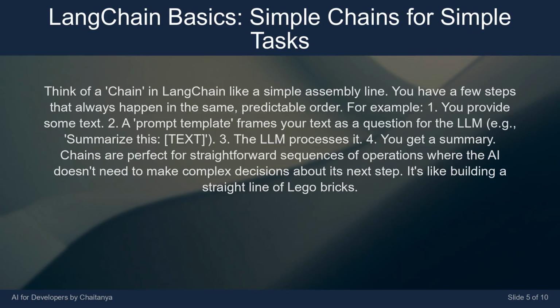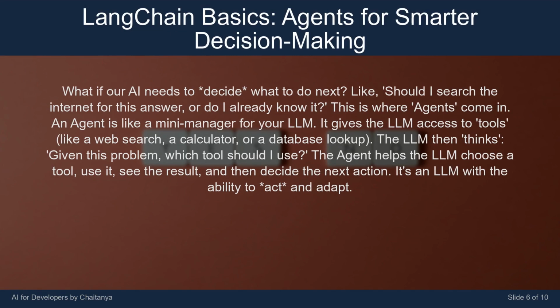Chains are perfect for straightforward sequences of operations where the AI doesn't need to make complex decisions about its next step. It's like building a straight line of Lego bricks. What if our AI needs to decide what to do next? Like, should I search the internet for this answer? Or do I already know it? This is where agents come in.